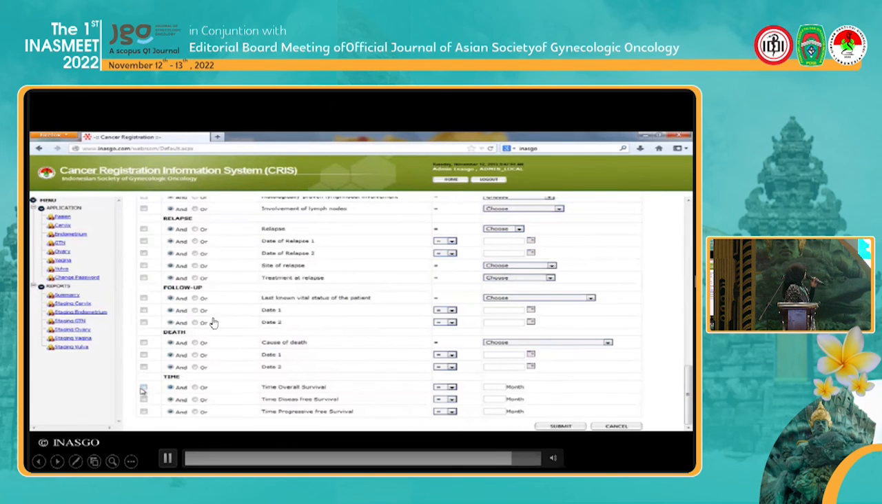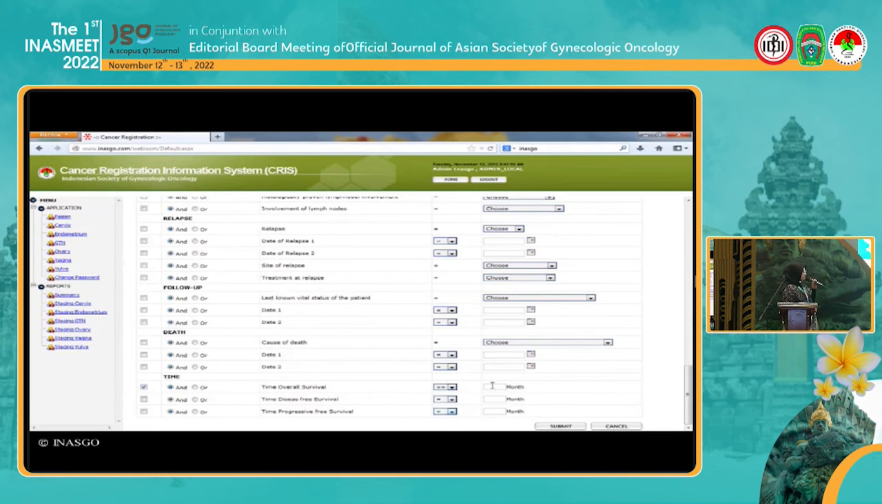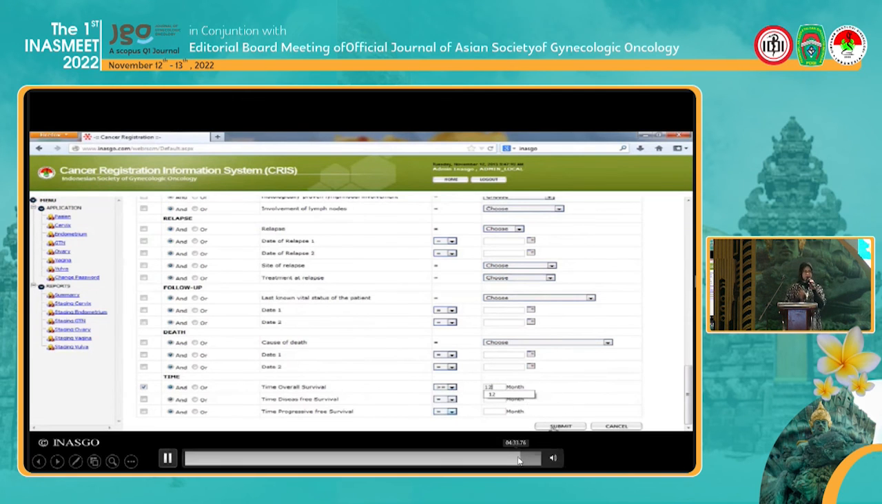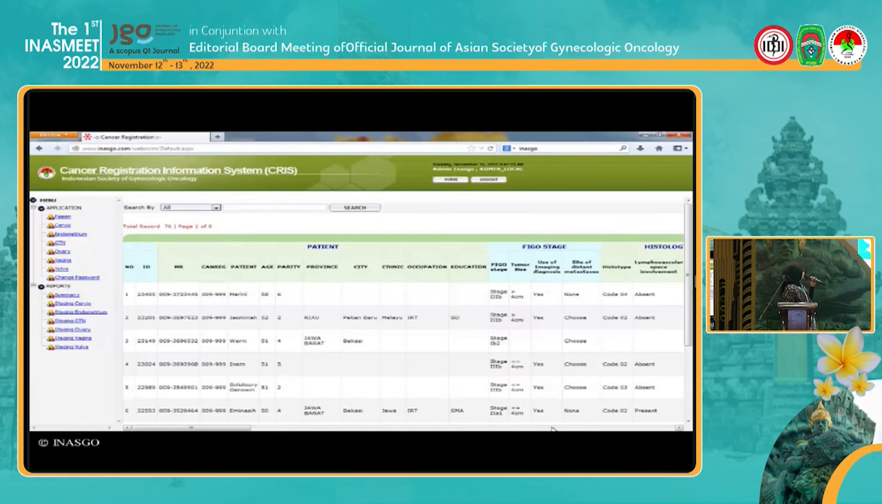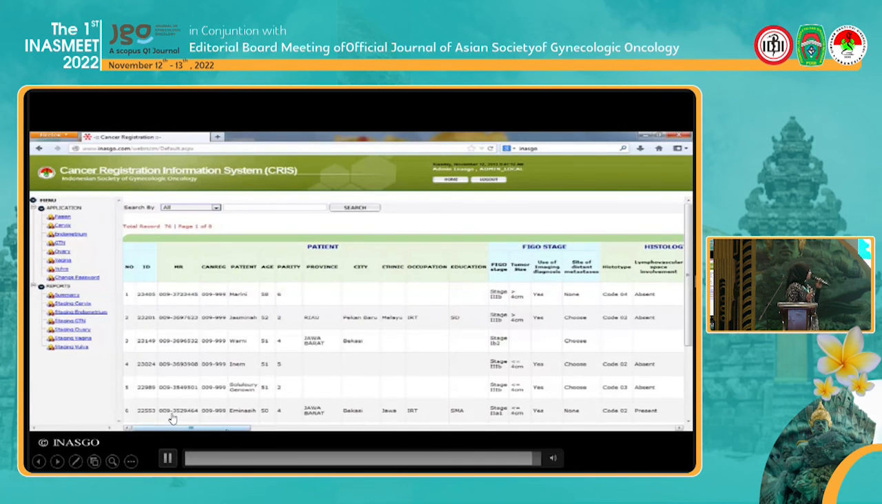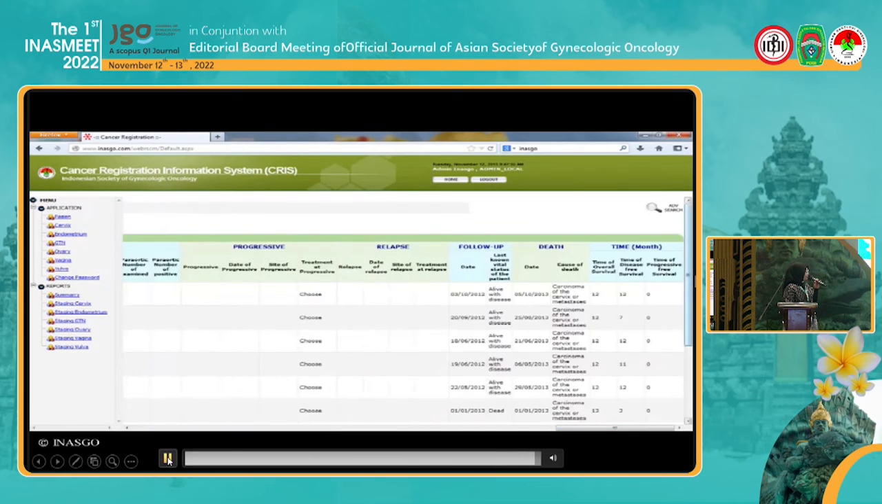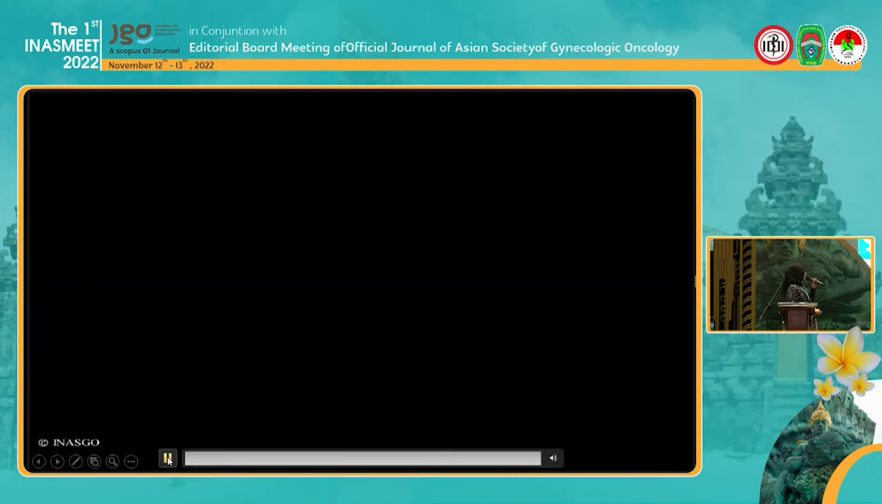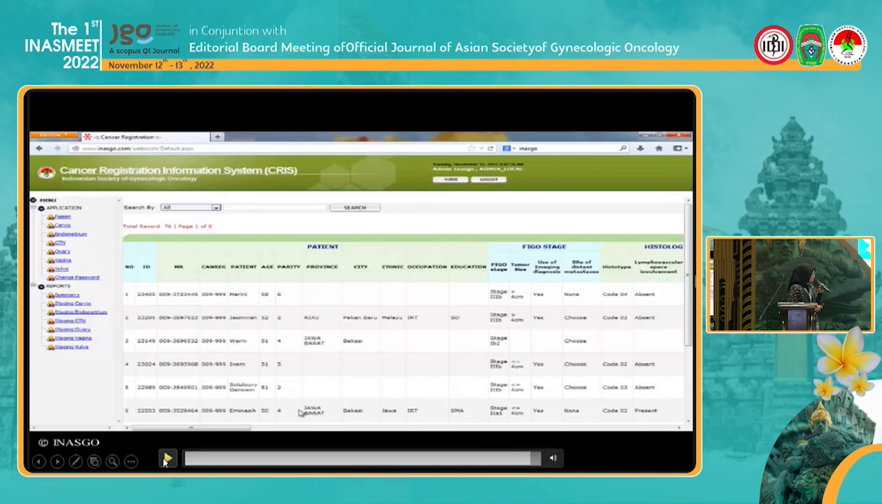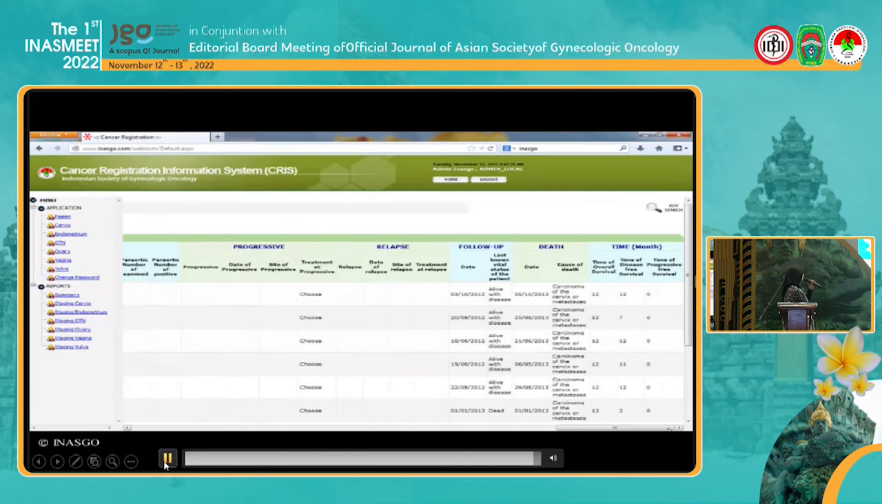Okay. And also we put in the survival: overall survival, disease-free survival, and progression-free survival. So overall survival is the date when the patient came and the date when the patient died. Progression-free survival is when the patient came, had treatment, and progressed. And for recurrence, it has to be complete response and 6 months free from the disease.